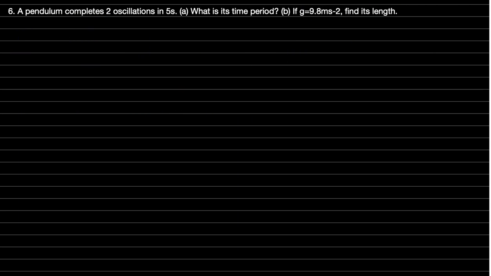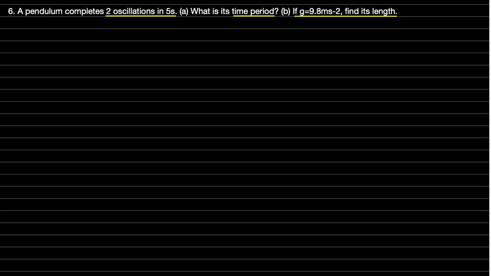Getting into the next question, that is the sixth question. So for the sixth question, a pendulum completes 2 oscillations in 5 seconds. What is the time period? If G is equal to 9.8 meter per second square, find its length. So I will write, see, it is very simple to find out the time period. Time period basically means time taken for one complete oscillation. Now 2 oscillations are happening in 5 seconds.